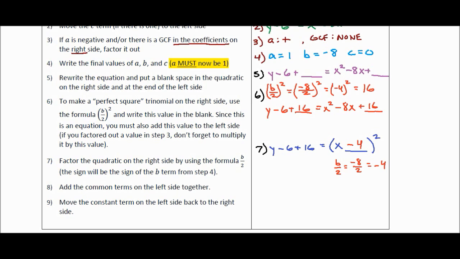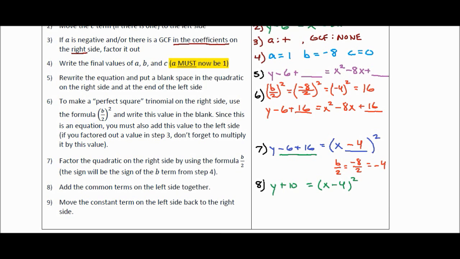Step number 8. Add the common terms on the left side together. That's an easy step. So I'm going to go ahead and underline here are our common terms. Negative 6 and 16. So this is going to be y, negative 6 plus 16 is positive 10. We don't do anything on the right side right now. So y plus 10 equals x minus 4 squared.